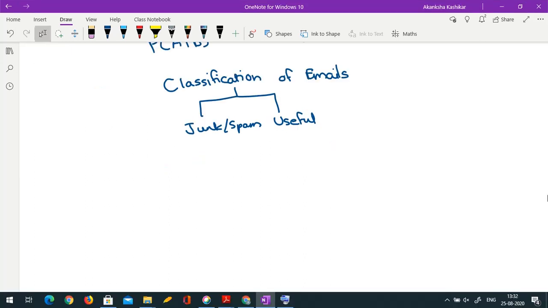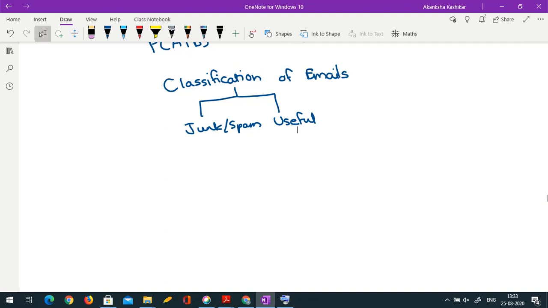A typical example of Bayes theorem. One of the common examples that is given in the machine learning setup is classification of emails. Classification of emails can be easily done using Bayes theorem. What do I mean by classification of emails? Let us start with the very basic classification: junk email or spam email, and useful or regular email. Any email can be categorized in one of these two classes, junk or spam, and useful.